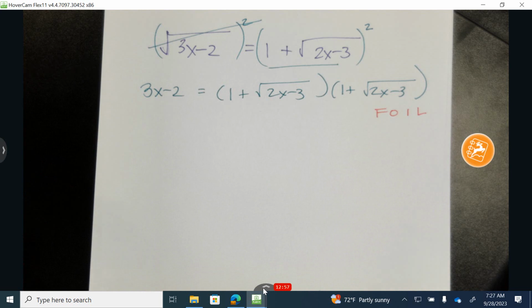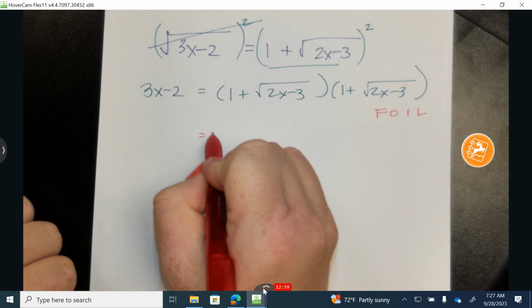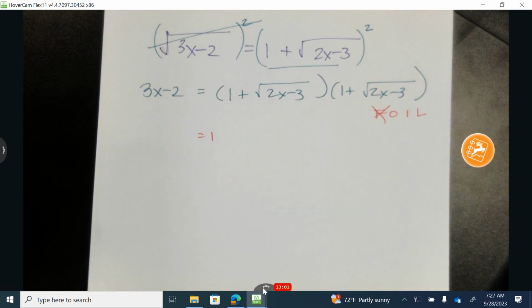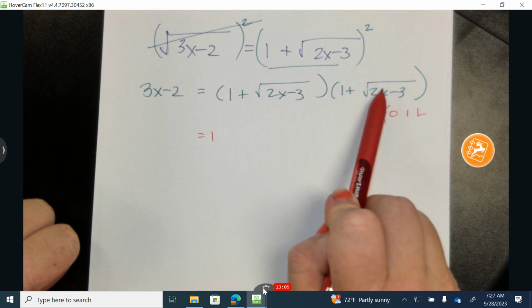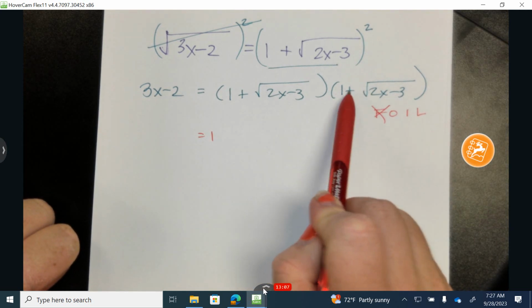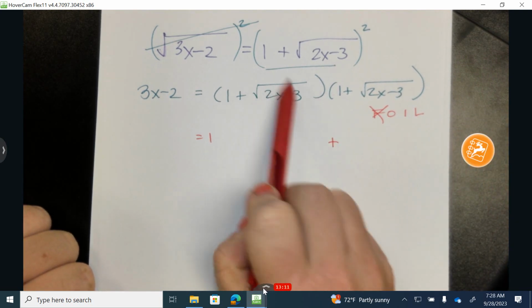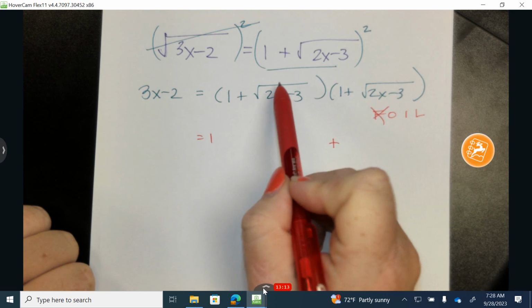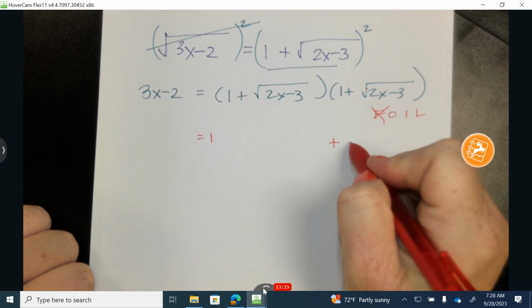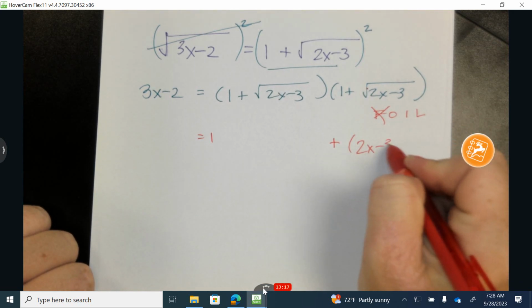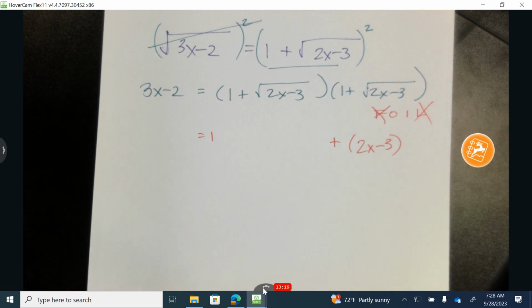So I'm going to start with the fronts. 1 times 1 is 1. I've taken care of that. Now when I multiply the last, so a positive times a positive, I know is going to be a positive. When I take the square root of this times the square root of this, they're the exact same thing. Can anybody tell me what we get? 2x minus 3. I've done the front and I've done the last.